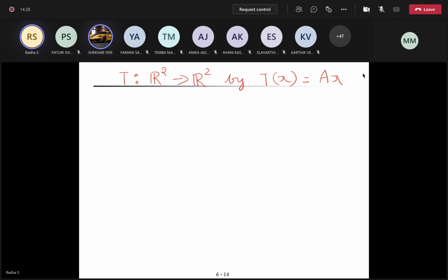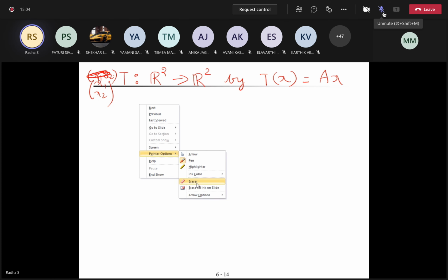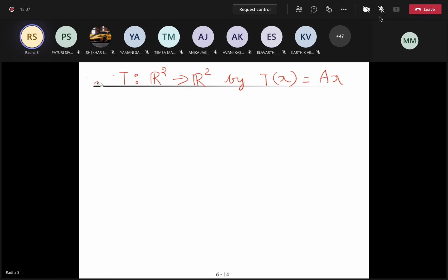X is a vector. I'm seeing that as a matrix because I'm going to multiply it with A. Any vector is a matrix only. Suppose you have some x1 comma x2, I can view that as either 1 by 2 or write it like this, 2 by 1. But I want to have it as 2 by 1 because I want to perform multiplication.